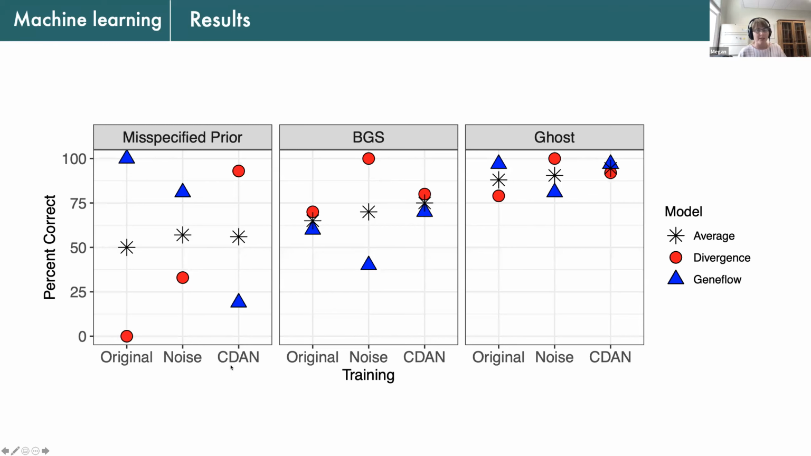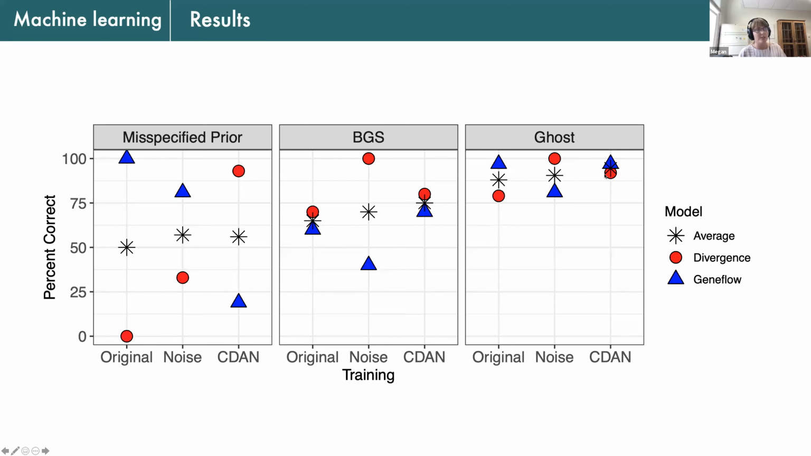Finally, we tried CDAN, which is a domain invariant feature extraction approach. So this is our domain adaptation technique. We don't do well under the misspecified prior. We do worse than we did with our noise classifier. But under background selection, we see that our average accuracy has increased significantly, and we have good balance between our two classes. And so even though we're still not doing nearly as well as when the model was correctly specified, this is a pretty substantial increase that's promising, I think.